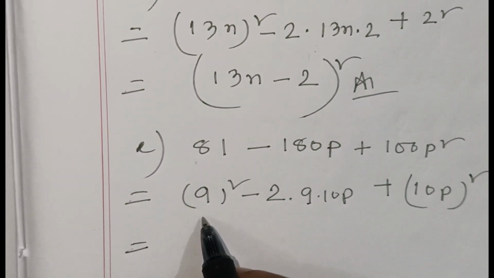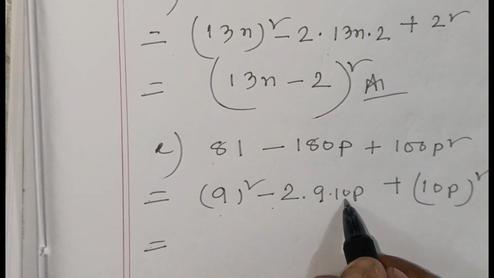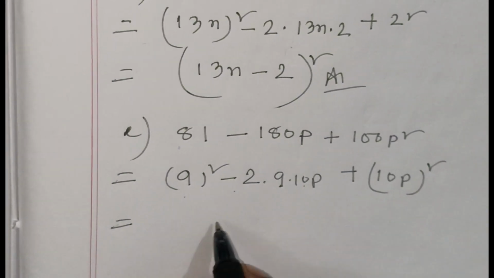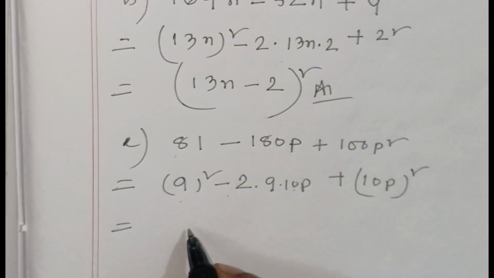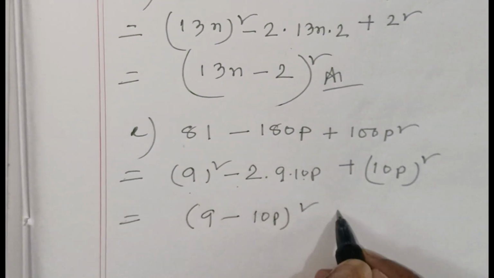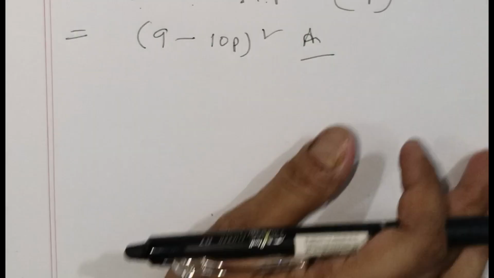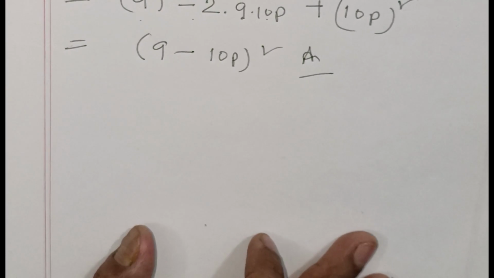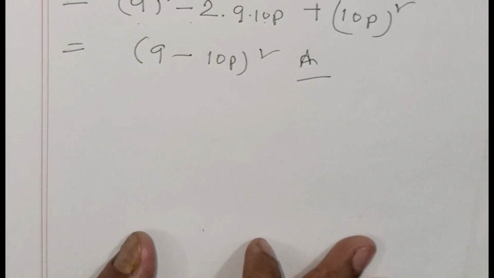So this is a square minus 2ab plus b square. So use the formula a square minus 2ab plus b square, that means a minus b whole square. So a means here 9 and b means 10p whole square. That's it. This is the answer. So in this way we will try number 2d.